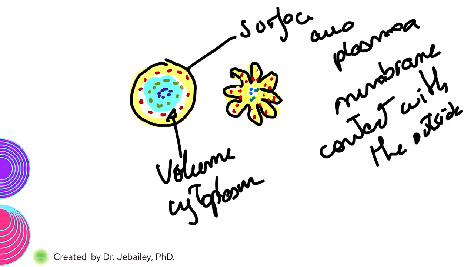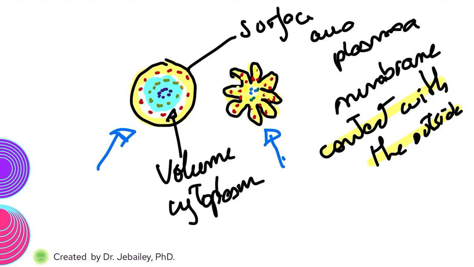So which one has more surface area? In other words, which one has more contact with the outside? This one, of course, this guy right here, has a bigger surface area than this guy. Why? More folding. It's not because he's bigger.